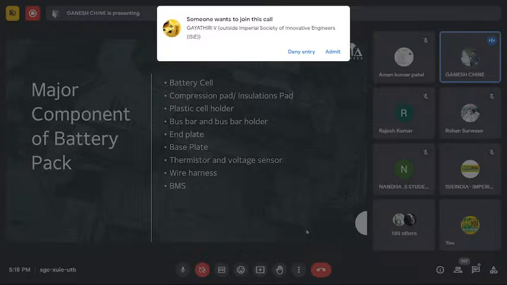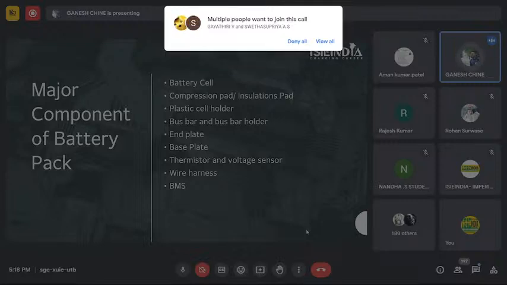First is the battery cells. Mostly we use cylindrical cells for the battery pack. In that we use the 18650 battery cell, and then compression pad and insulation pad.